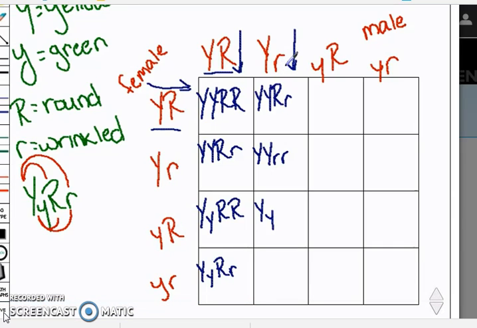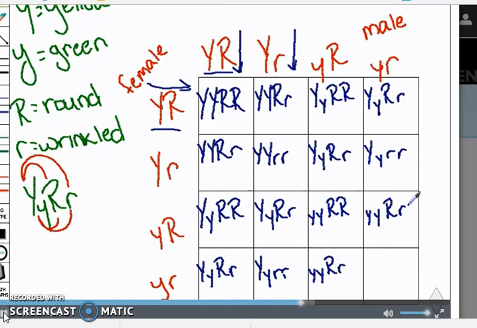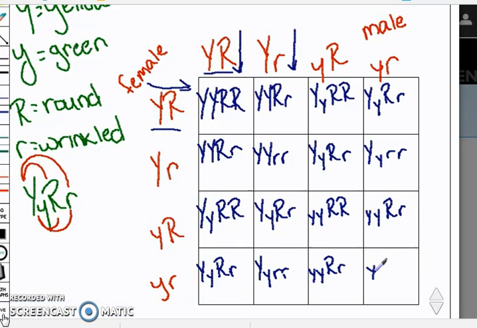Capital R, lowercase r, capital Y, lowercase y, lowercase r, lowercase r. I'm going to just continue to write the rest of these for the following squares. From here, there's many ways to do it. This is the way I find the easiest.